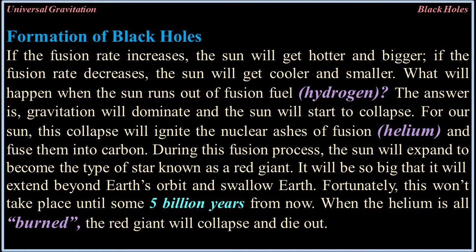What will happen when the sun runs out of fusion fuel, hydrogen? The answer is gravitation will dominate and the sun will start to collapse. For our sun, this collapse will ignite the nuclear ashes of fusion, helium, and fuse them into carbon. During this fusion process, the sun will expand to become the type of star known as a red giant. It will be so big that it will extend beyond Earth's orbit and swallow Earth.